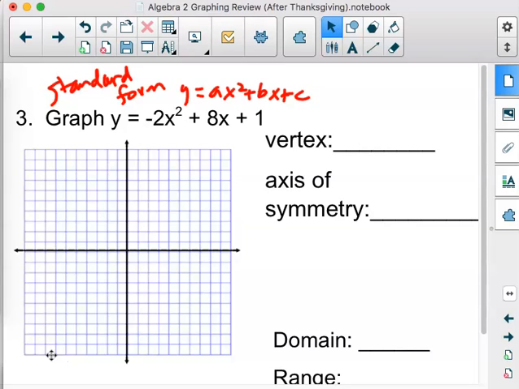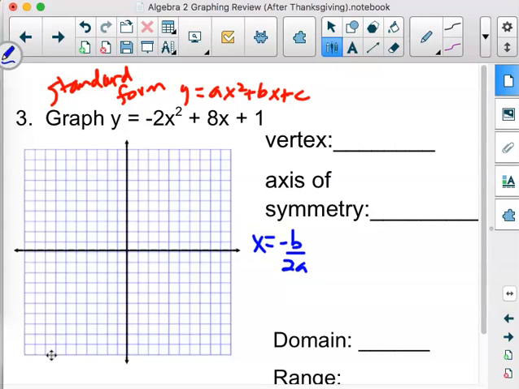If you know, unmute yourself. How do we find the vertex with a standard form parabola? Negative b over 2a. Excellent. Thank you, Emma. x equals negative b over 2a.